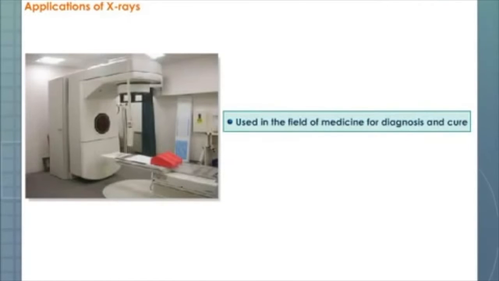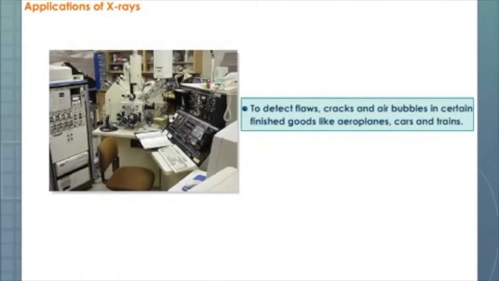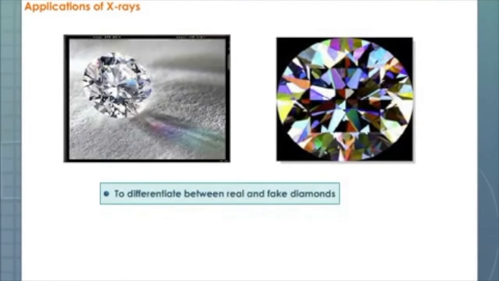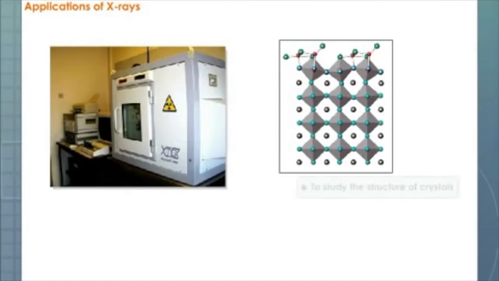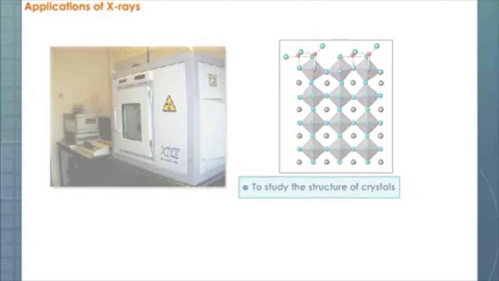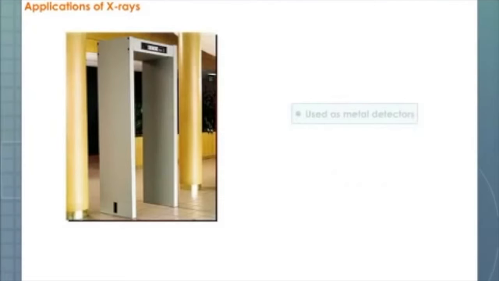X-rays are mainly used in the field of medicine to diagnose and to treat any abnormality or disease. X-rays have many uses outside of a hospital or medical facility as well. They can also detect flaws or cracks in certain finished goods, such as airplanes or cars. They can also differentiate between real and fake diamonds. X-rays are used to study the structure of crystals as well. Lastly, X-rays can be used as metal detectors.